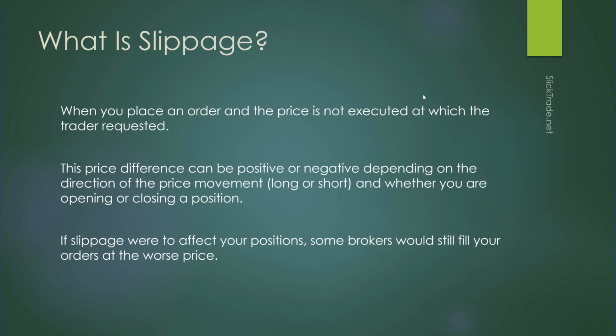So let's get started. What is slippage? It's when you place an order and the price is not executed at which the trader requested. This price difference can be positive or negative depending on the direction of the price movement, long or short, and whether you are opening or closing a position. If slippage were to affect your positions, some brokers would still fill your orders at that worst price.